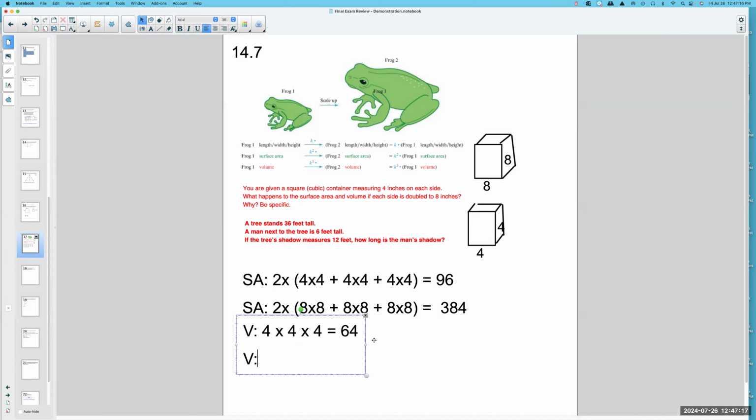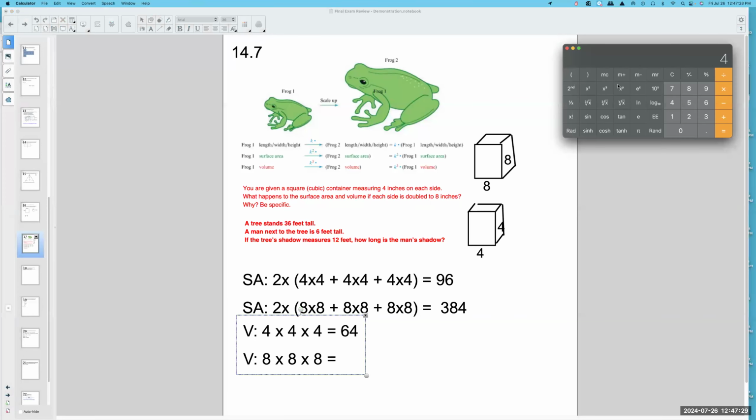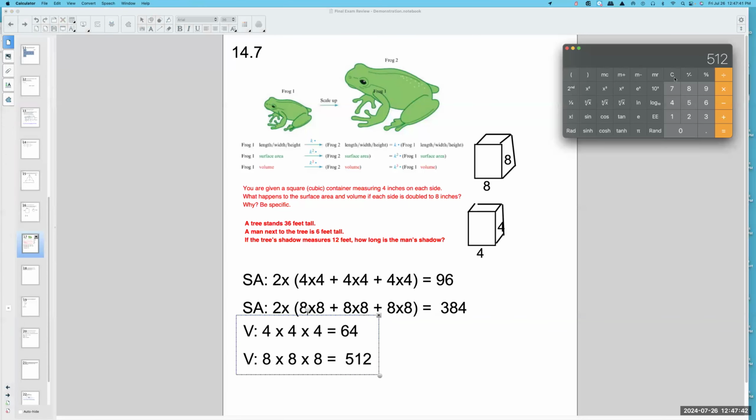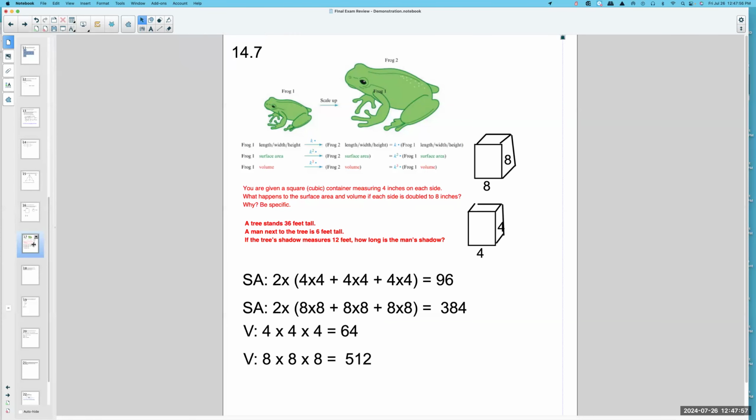If I change that now to 8 times 8 times 8, I doubled each one. But what's 8 times 8 times 8? I believe it's 512 off the top of my head. Let me see. 8 times 8 times 8. Yes, 512. And if I look at the math here, 512 divided by 64 is 8, which is 2 to the 3rd, which proves that it goes up by not 2, but 2 to the 3rd. Okay? I am going to clone this page. I don't want to erase that example.